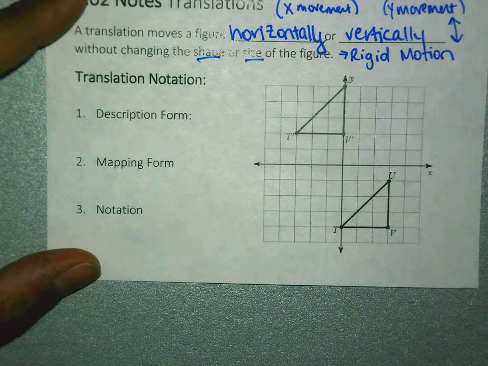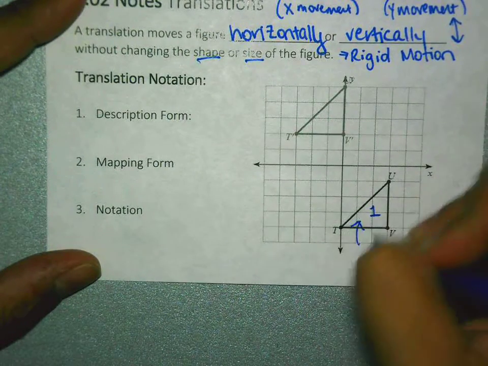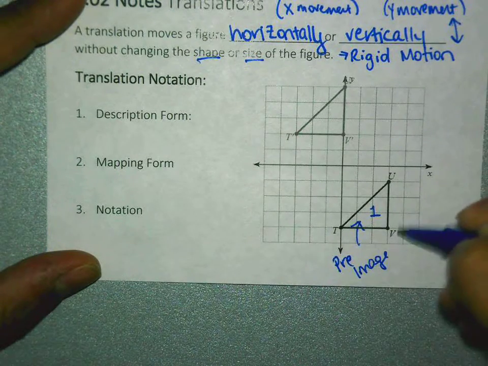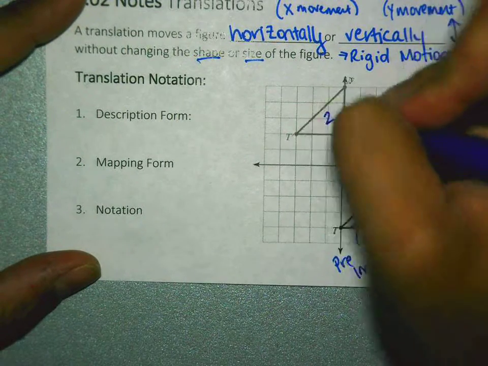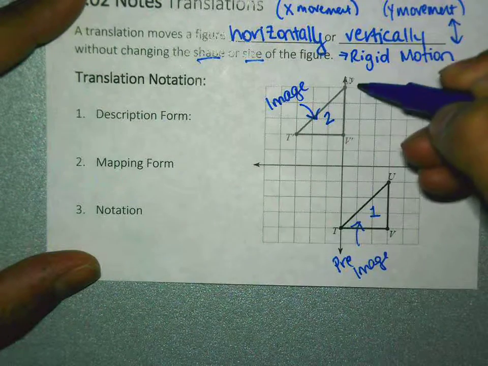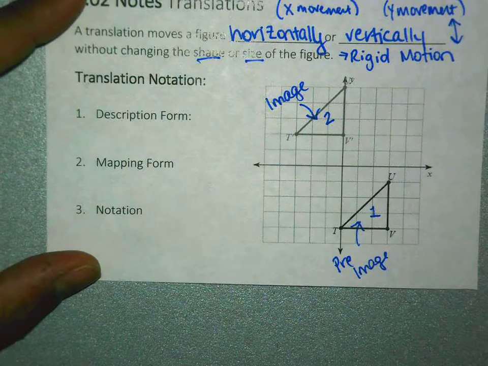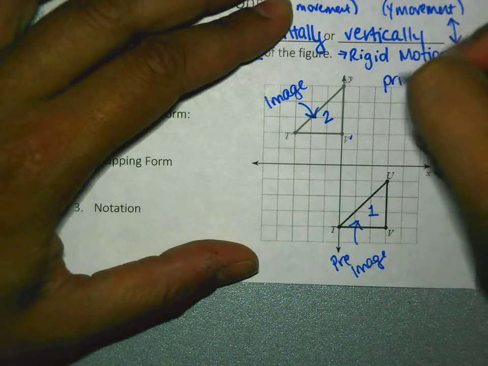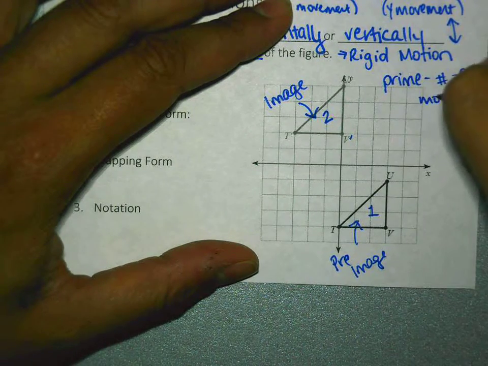Just some review. This is my first image or pre-image because it doesn't have the apostrophes, and we call those primes. This is my second figure or my image because it has the prime, V prime, T prime, and U prime. Again, prime refers to the number of movements.